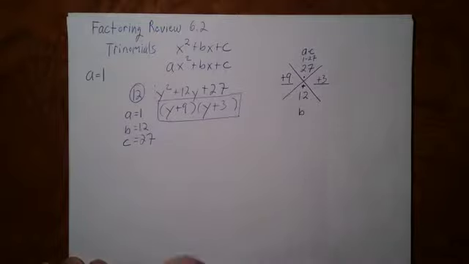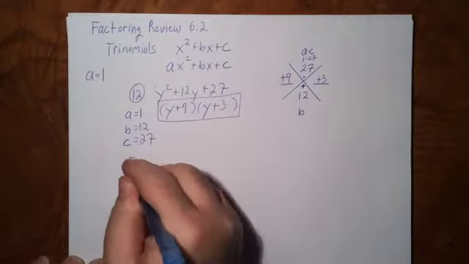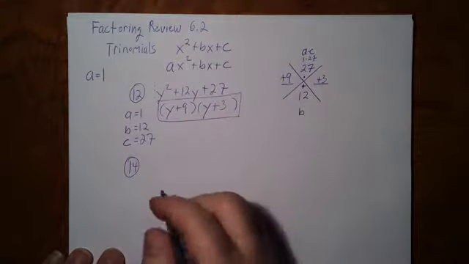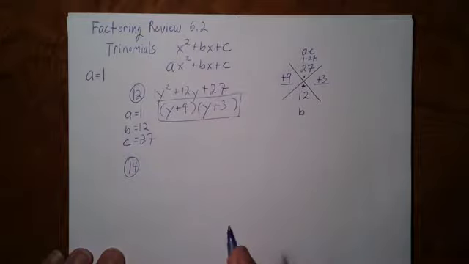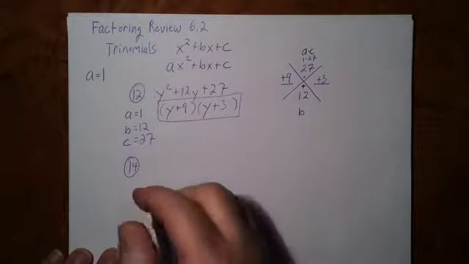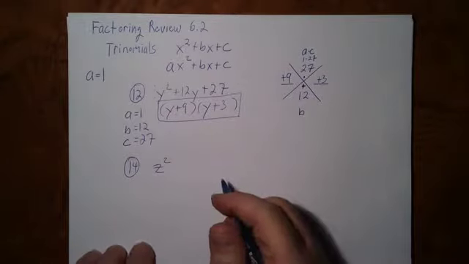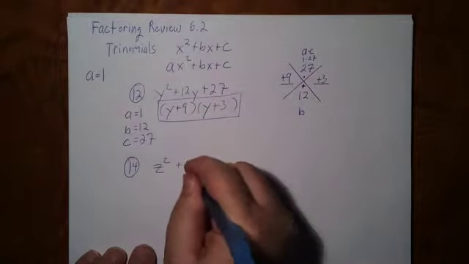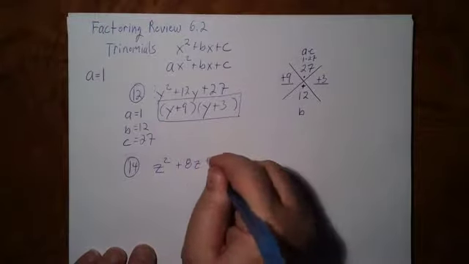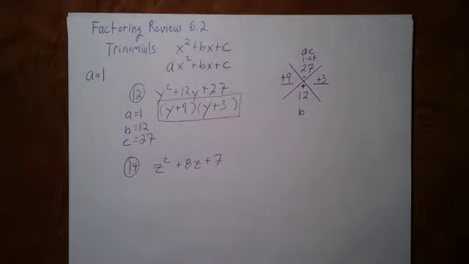Let's take a look now at 14. Z squared plus 8z plus 7. Now, just looking at this, I realized that in the book it's slightly different, but I went ahead and changed it for the purpose of the problem that we have here.